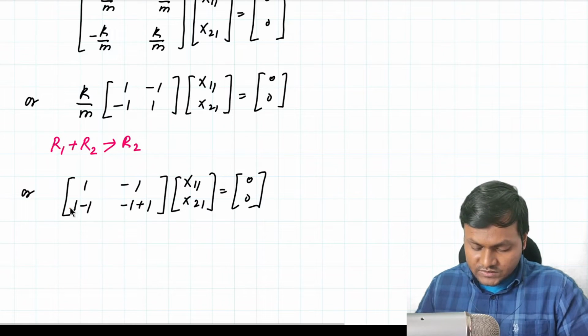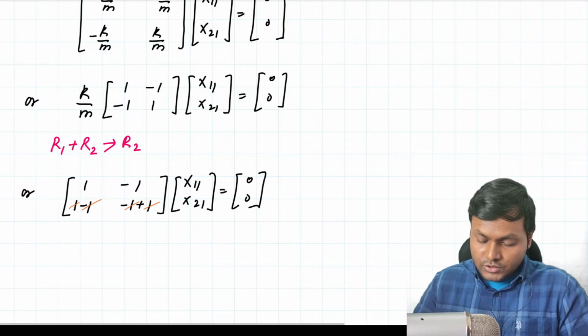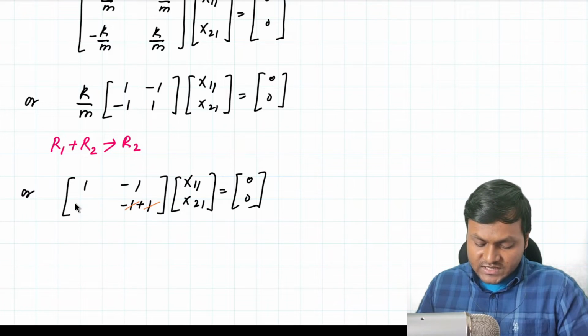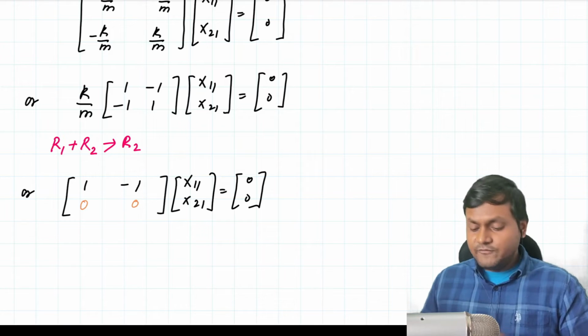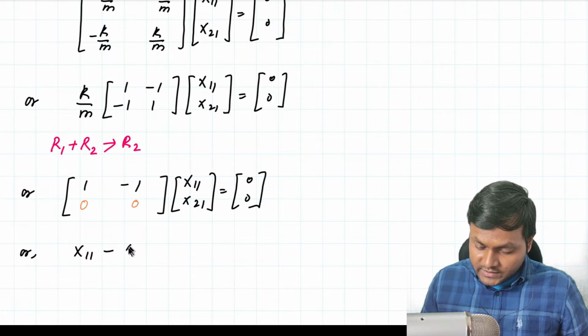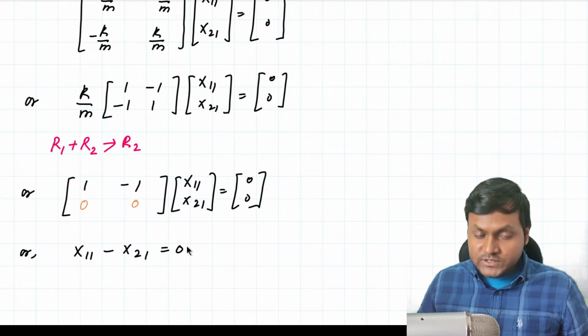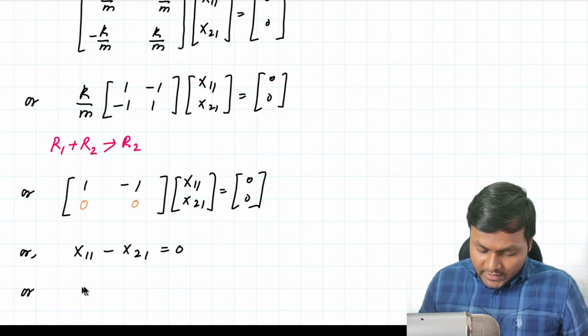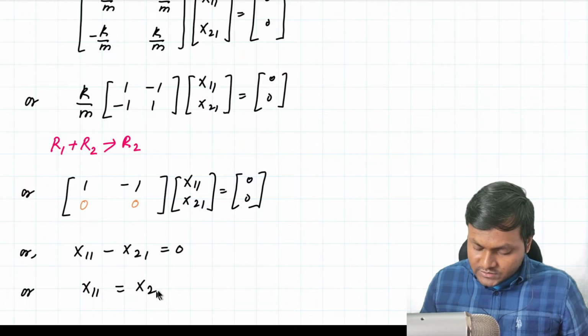So this simply becomes 0. If this becomes 0, then these two terms are 0. Therefore, now it's easy for me to find the relationship between x11 and x21. So x11 minus x21 comes out to be 0, so from here I get x11 is equal to x21.